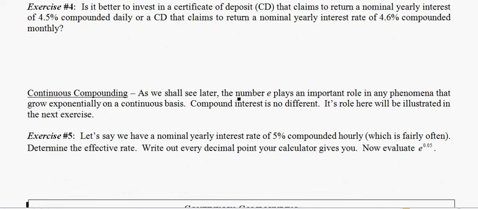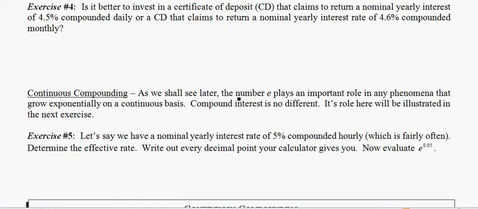All right, let's take a look at exercise number 4. Let's do some more comparison. In number 4, it asks us, is it better to invest in a certificate of deposit, a CD, that claims to return a nominal yearly interest of 4.5% compounded daily, or a CD that claims to return a nominal yearly interest rate of 4.6% compounded monthly? So it's this trade-off. One thing that you learn very quickly is that the more often you compound, the higher the interest rate you'll get. So here we're getting 4.5% compounded daily versus 4.6% compounded monthly. The question is, which one's going to win out?